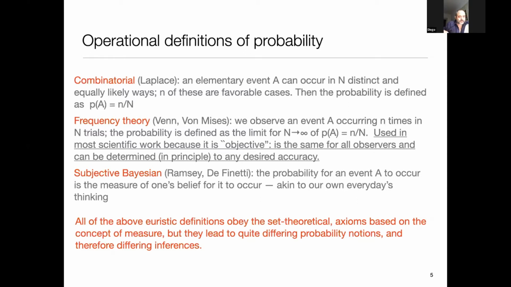And it's important to note that all the above heuristic definitions obey the Kolmogorov axioms. So they are all compatible with the mathematical definition of probability, but since they are conceptually different from each other, if developed, they lead to very differing probability notions and then differing inferences. Okay.